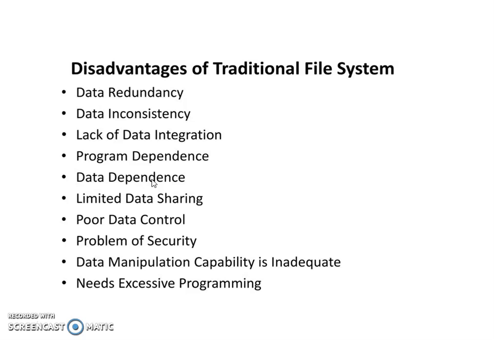Now the next type is poor data control. In this, the traditional file system does not have centralized data control. The data is distributed. In the system, the same field may have different names in the files of different departments of an organization. This situation may lead to different meanings of some data fields in different contexts, or the same meaning for different fields. This causes poor data control.